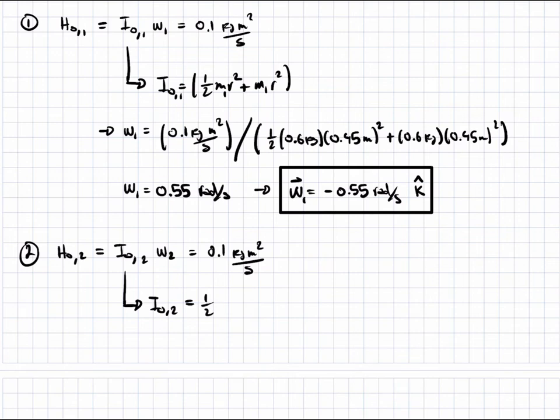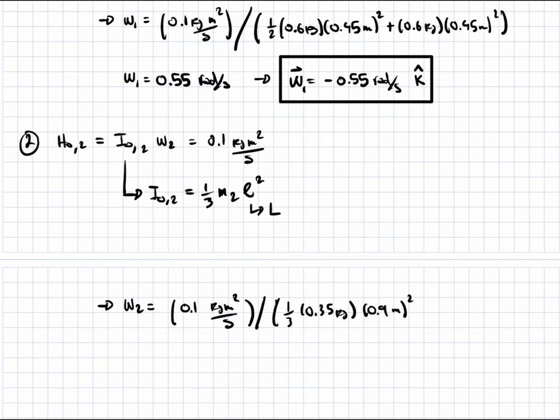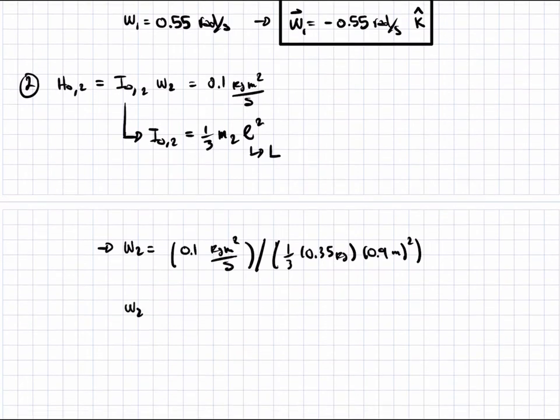So that's going to be equal to 1/3 m2 l squared, where this l over here is big L, right? The length of the beam. And that is 90 centimeters. So we plug everything in, and we get that omega 2 is equal to 0.1 kilograms meter squared per second divided by 1/3, 0.35 kilograms times 0.9 meters all squared.